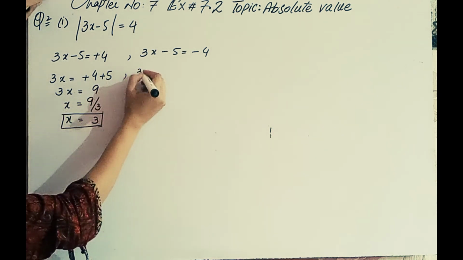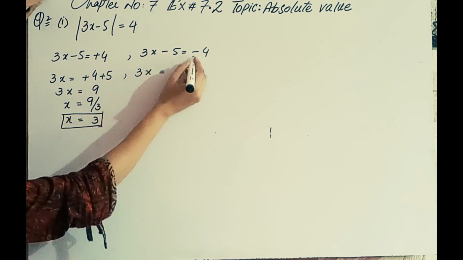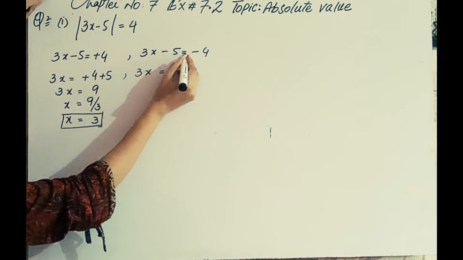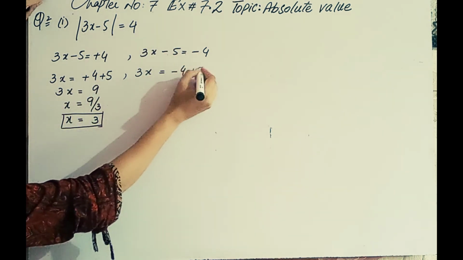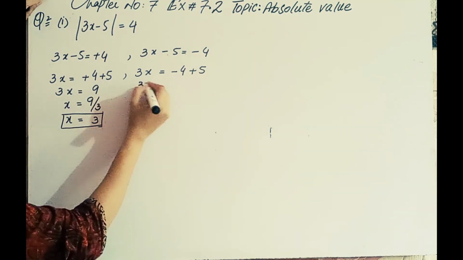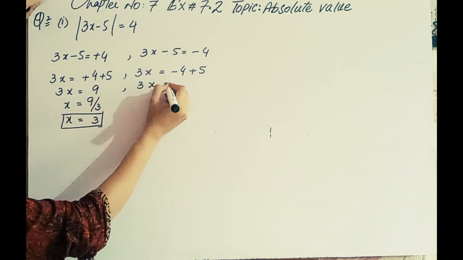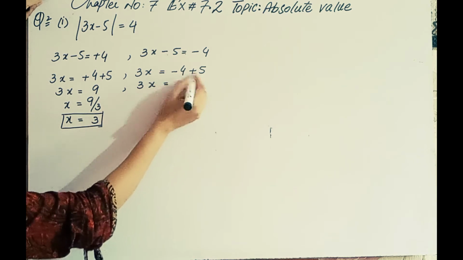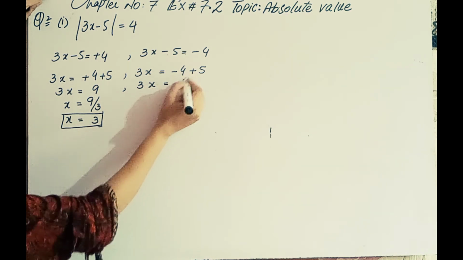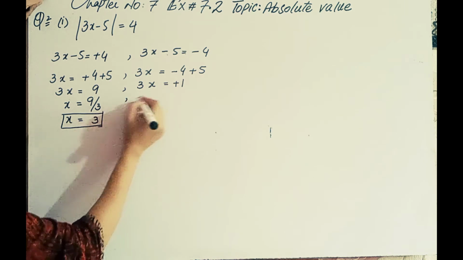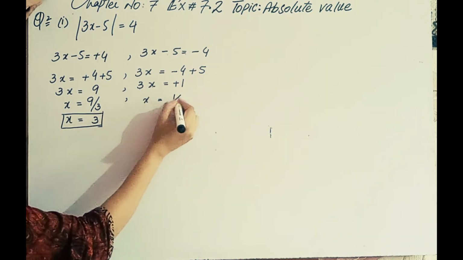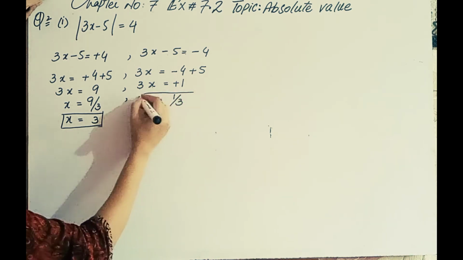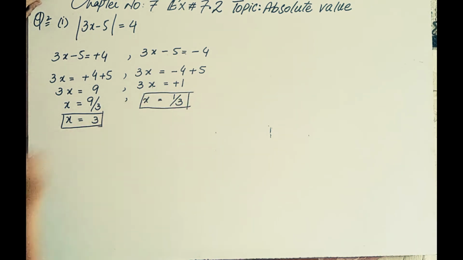Okay, the second equation: 3x equals to minus 4. On the left side of equal there is minus 5, now that will be on the right side plus 5. Then 3x equals to minus 4 plus 5. When it is minus and plus, the sign will be of the greater value, plus. And with x, 3 is multiplied, on the other side this will be divided. So the other value of x will be 1 by 3. Okay, now we have to check this.